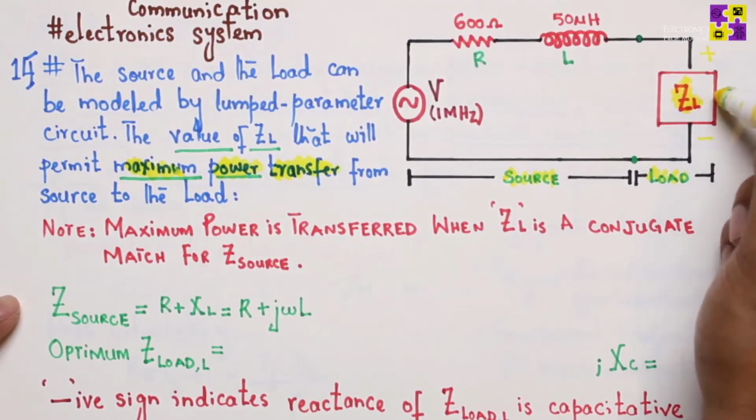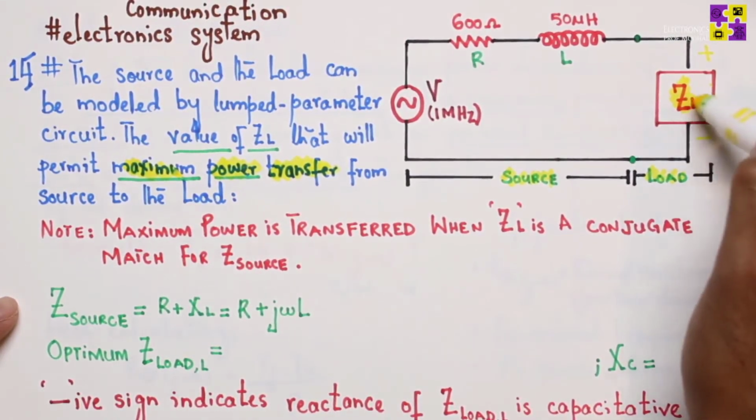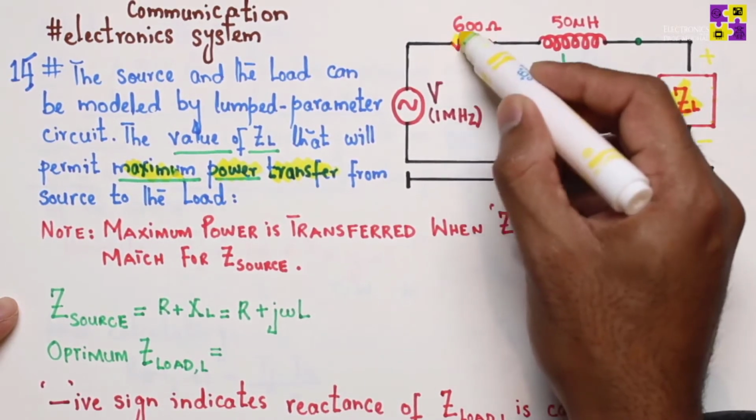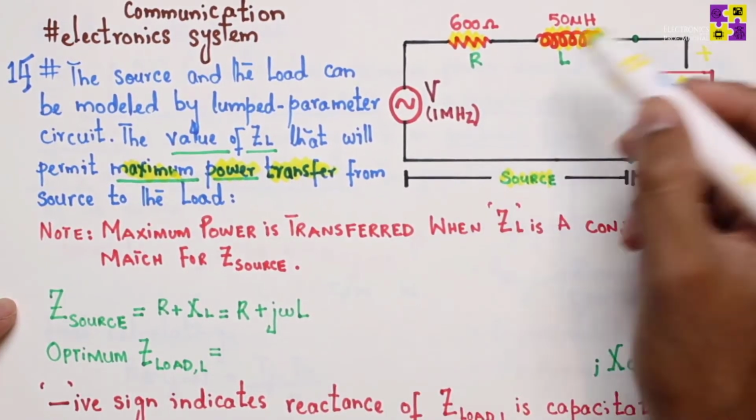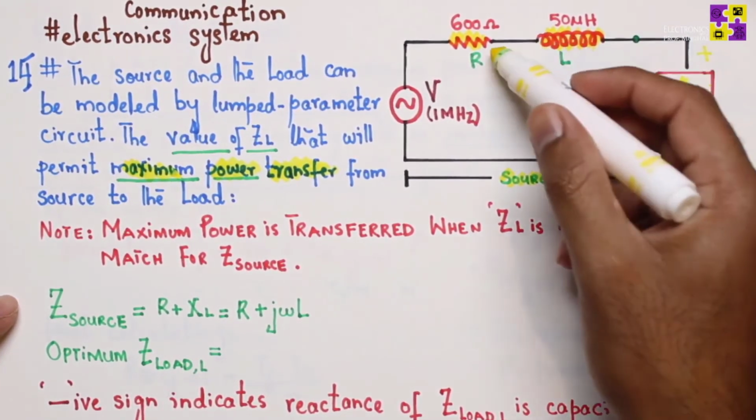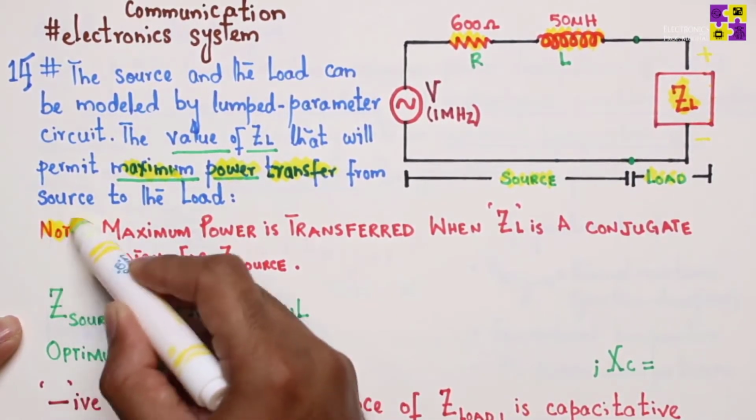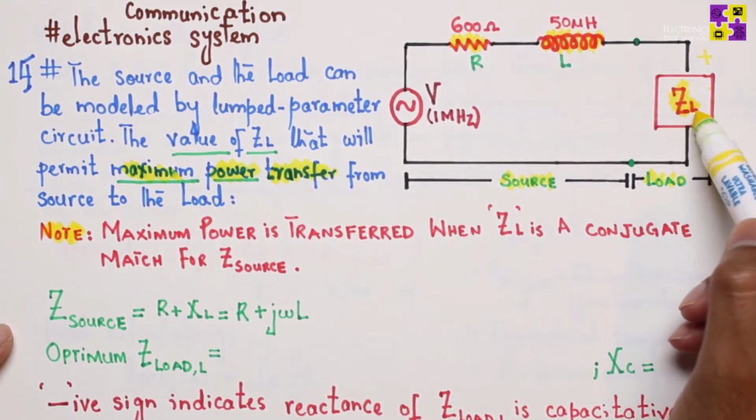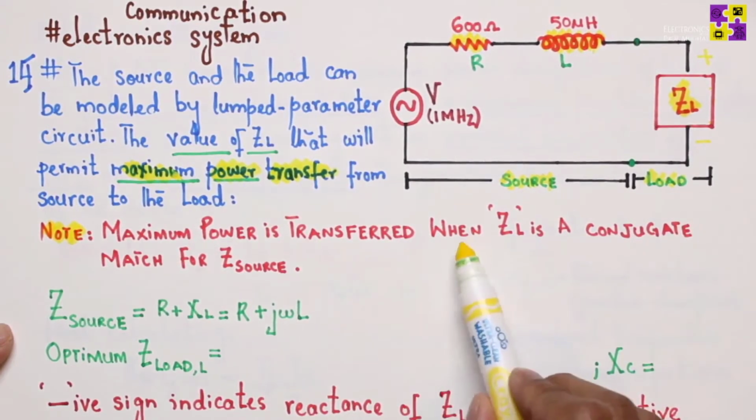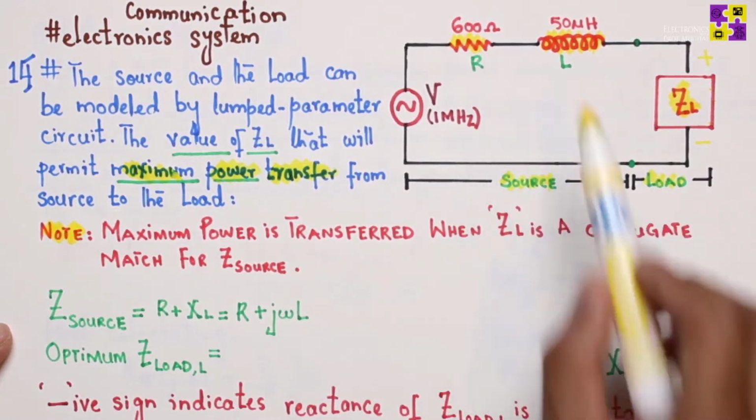The maximum power delivered to this load is only going to be delivered when the load value here matches that of the total resistance of the source network, right? Which is basically two components: a resistor of 600 ohm and an inductor of 50 micro Henry. So remember this, and this is very important. Whenever you are trying to provide maximum power, that can only be achieved when ZL is a conjugate match for the Z source. The two impedances match.